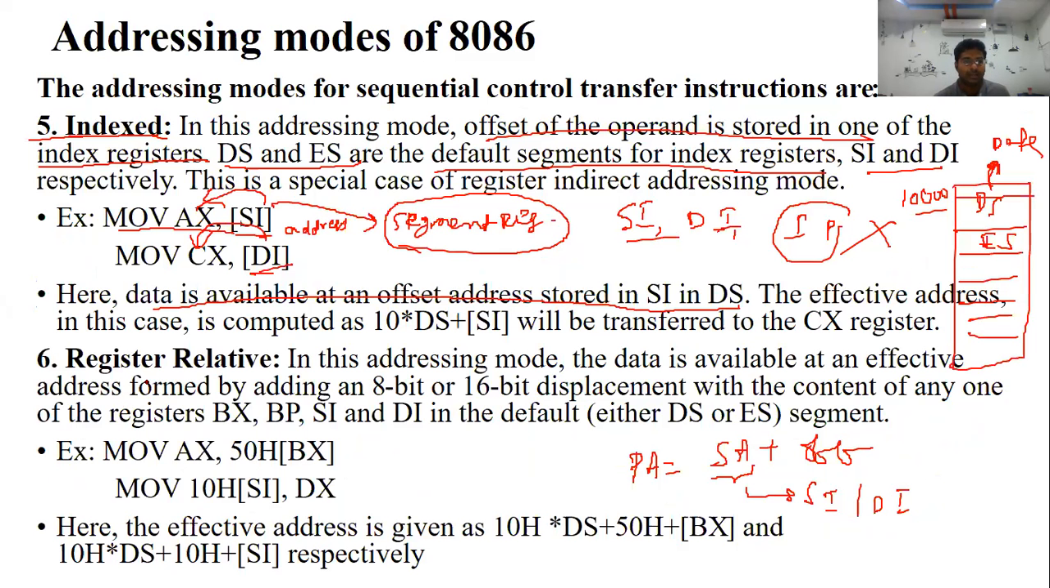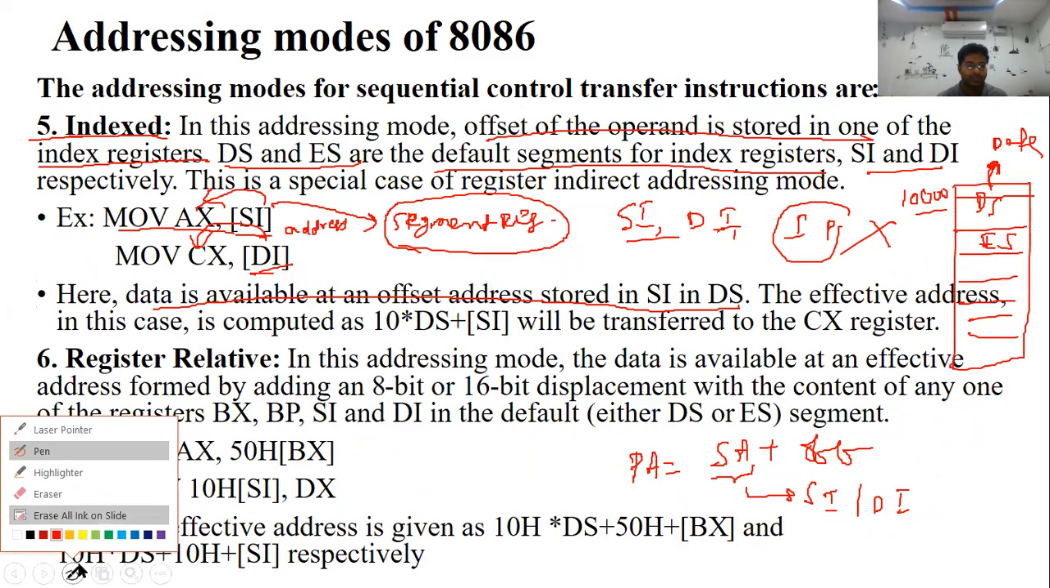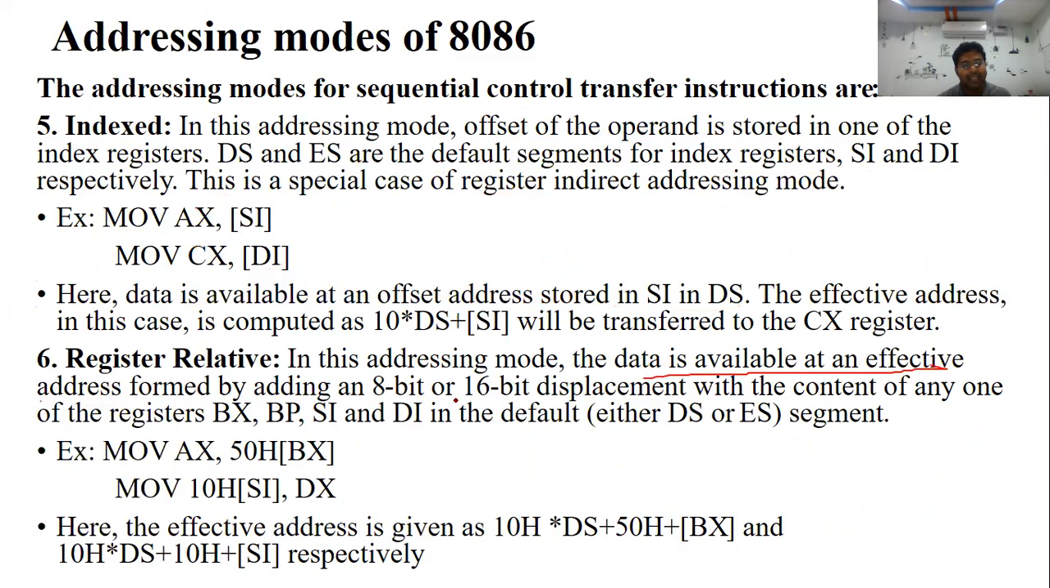Okay, see this. This is the indexed address. Then relative address. In this address mode, data is available at an effective address formed by adding an 8-bit or 16-bit displacement. Remember, 8-bit or 16-bit displacement. If you consider 8-bit, that may be a 4-byte instruction. If you consider 16-bit displacement, that may be a 6-byte instruction. Okay.